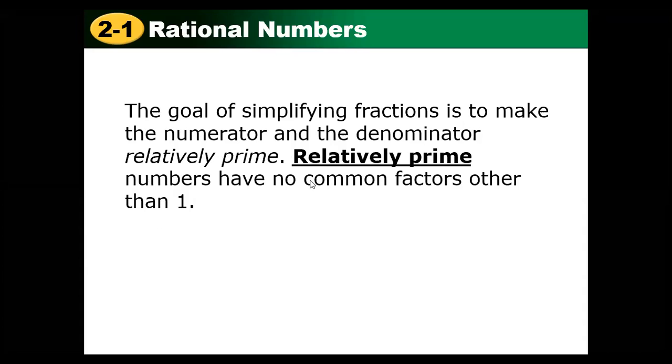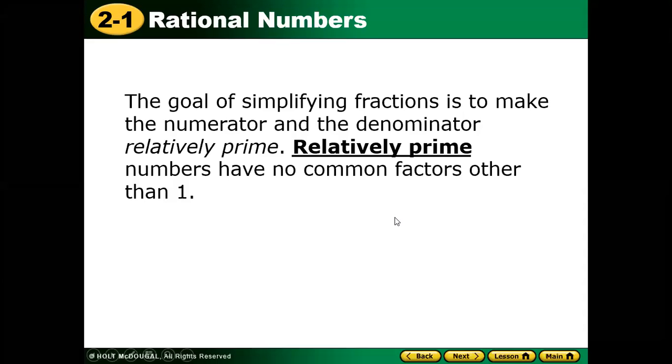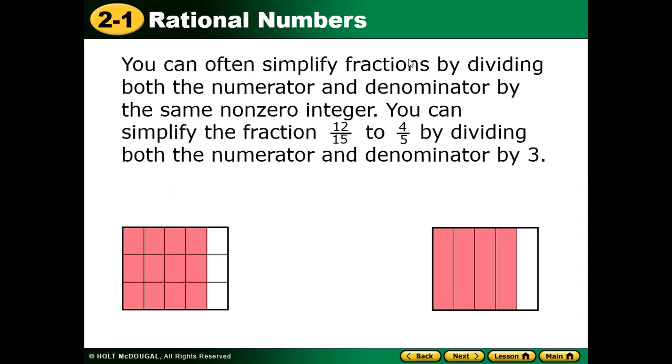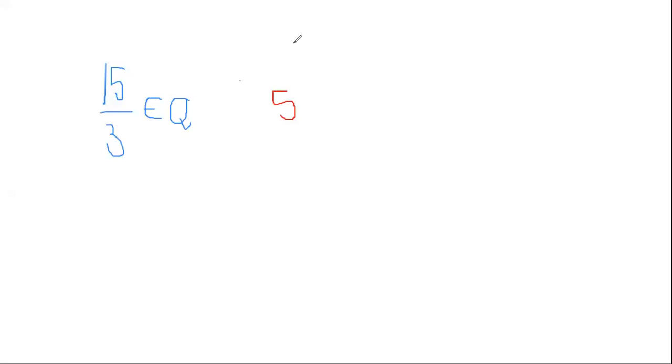Relatively prime numbers have no common factors other than 1. Have no common factors other than 1. Let me give you an example about this. When we have a fraction like 75 over 25.